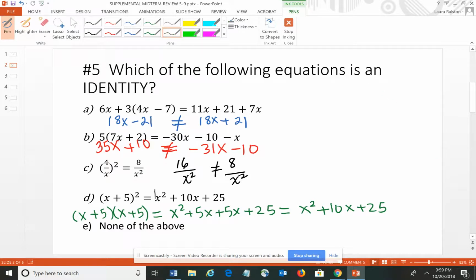The right side is x squared plus 10x plus 25. The left side simplifies to x squared plus 10x plus 25. So letter D is the one that's the identity. The last option is none of the above, but we just determined that D was an identity. Again, an identity is an equation that is equal to itself.